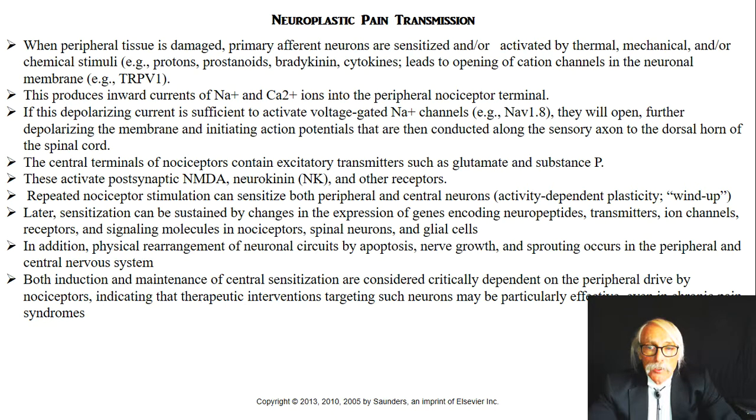Okay. So the central terminals of the nociceptors contain those excitatory transmitters, and those are your standard glutamate, and in this particular case, substance P. These activate the postsynaptic NMDA receptors, as we talked about, the neurokinin pathways, and lots of other receptors. Repeated nociceptor stimulation will sensitize both the peripheral and central neurons, and that's going to be an activity-dependent plasticity, or as it's called colloquially, wind-up.